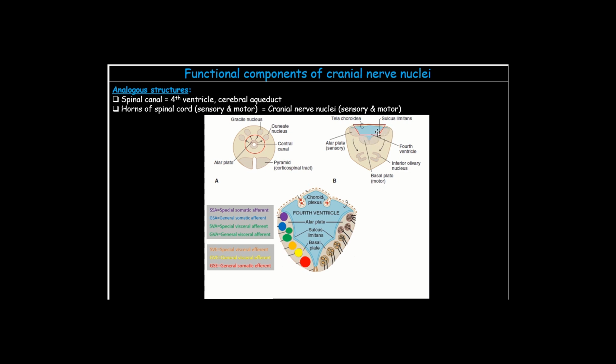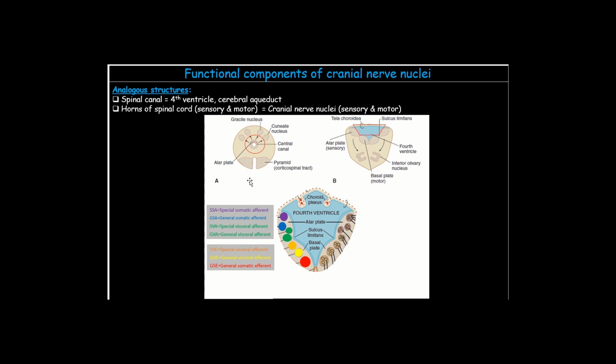So the part of the ventricular system inside the spinal cord is basically the spinal canal, whereas if we go up into the brainstem in the upper medulla and the pons, that becomes the fourth ventricle. And if we go further higher up in the midbrain, that is going to change into the cerebral aqueduct.